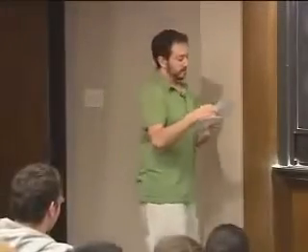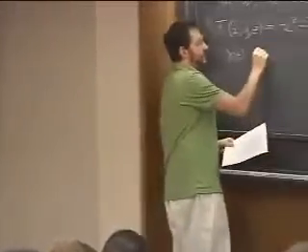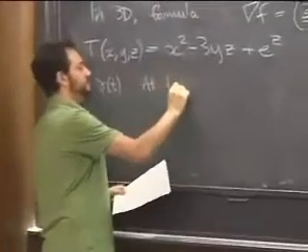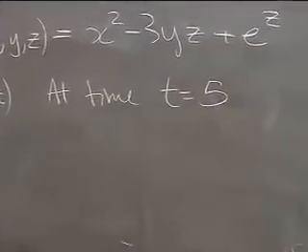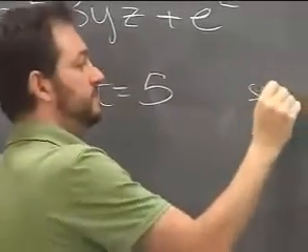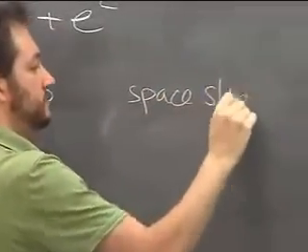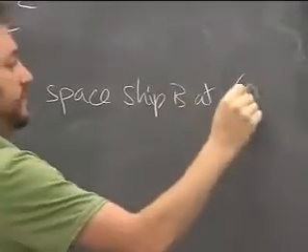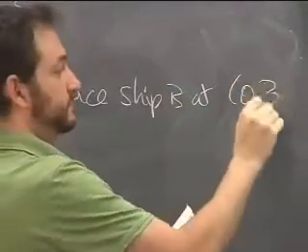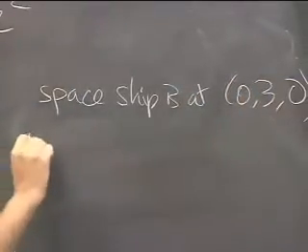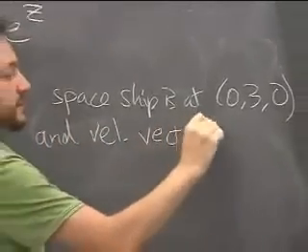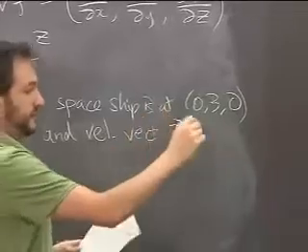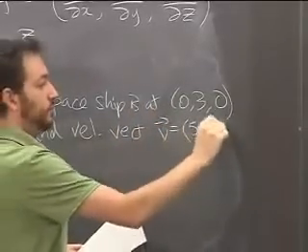And then it says that at time t equals 5, the spaceship is at 0, 3, 0 and has a velocity vector v equals 5, minus 2, 4.